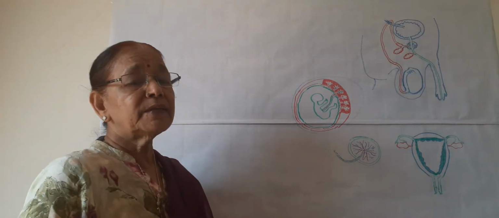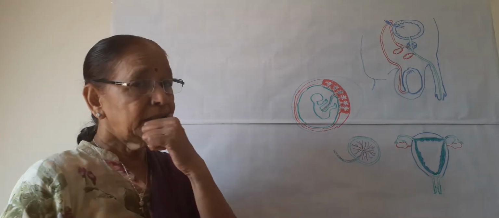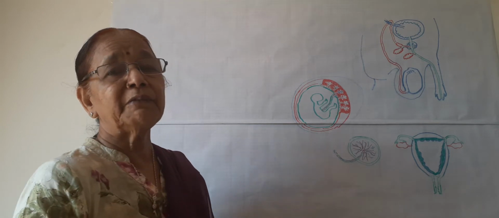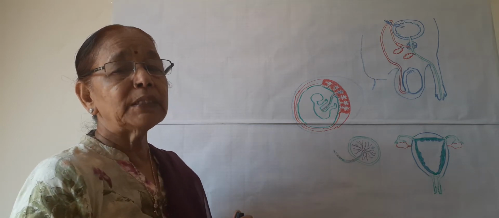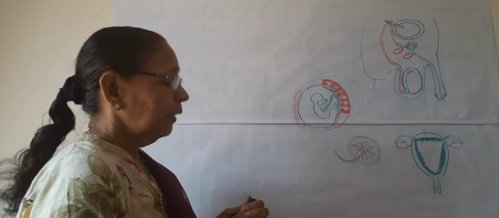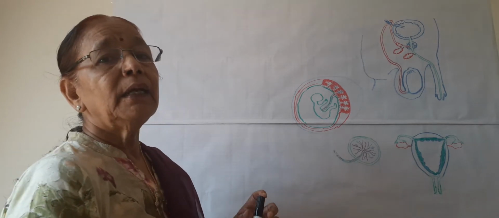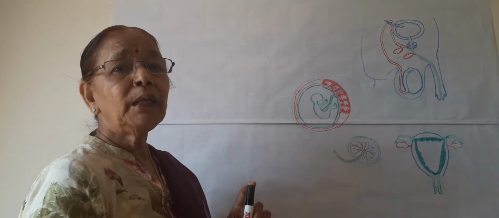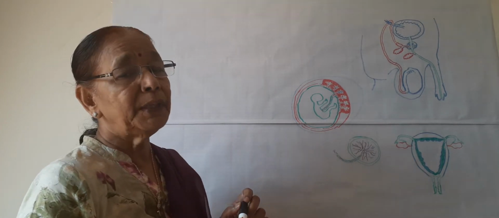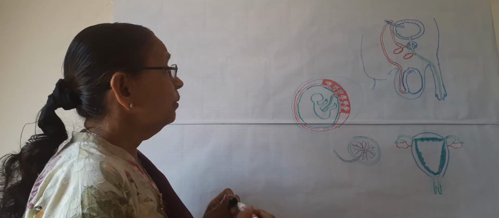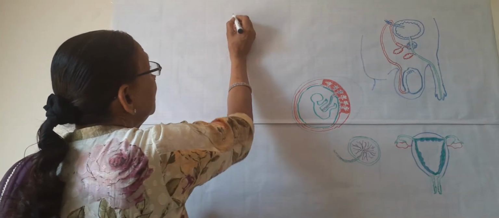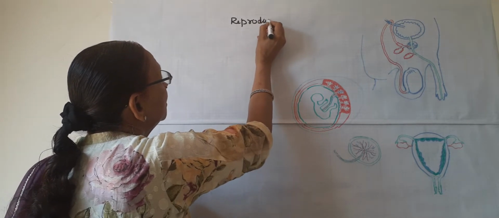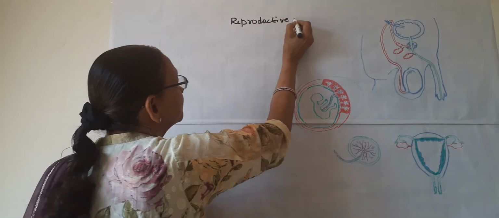Hello students, we have studied reproduction in human beings. We have covered the topic adolescence and puberty. Today we will study the different reproductive systems in male human beings and female human beings. So today we will study reproductive systems.